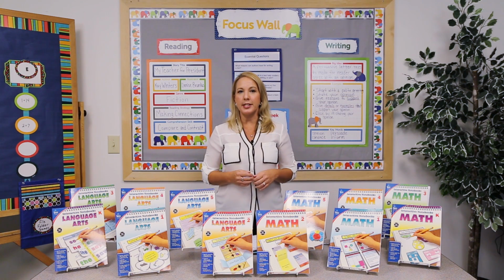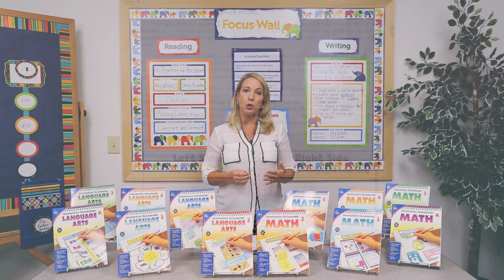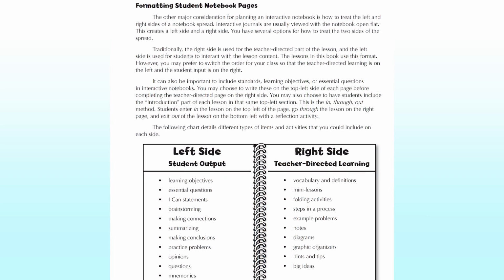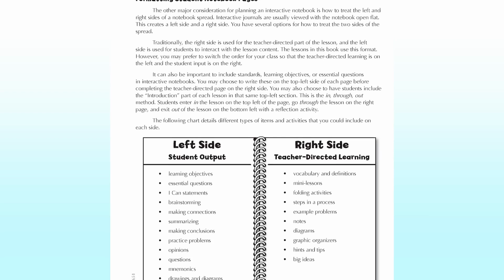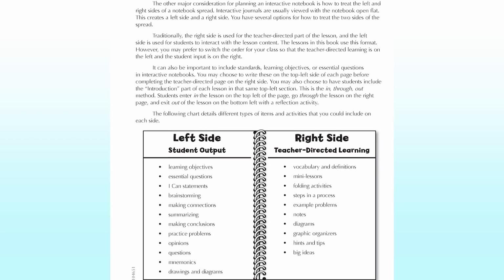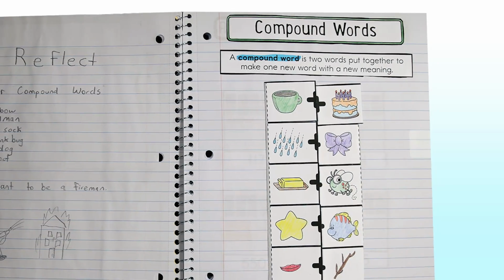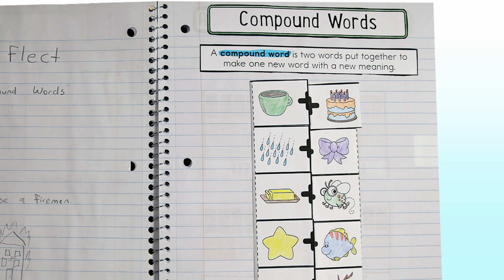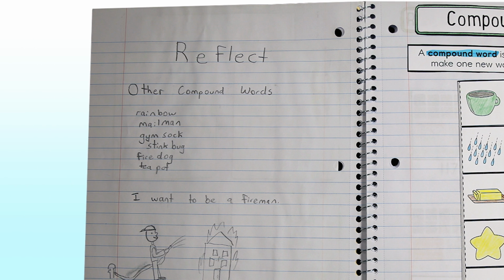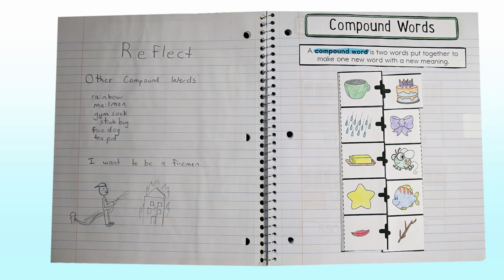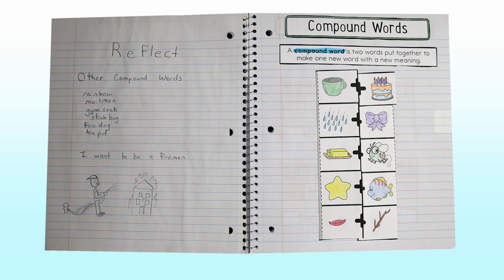Now that your notebooks are set up and organized, let's talk about how to format the content pages. Since interactive notebooks are usually viewed with notebooks open flat, you have several options for how to treat the left side and the right side pages. Traditionally, the right side is used for the teacher-directed part of the lesson, or the input, and the left side is used for the students to interact with the lesson content, or the output. However, you may prefer to switch the order.